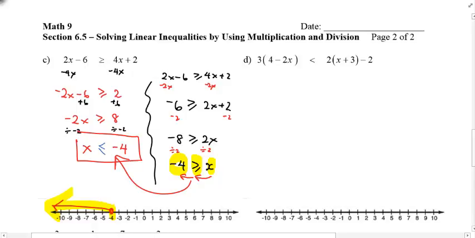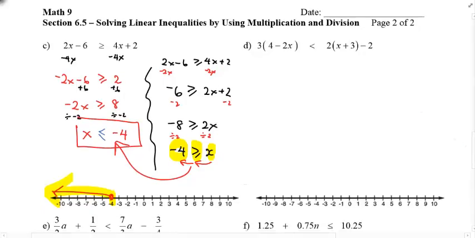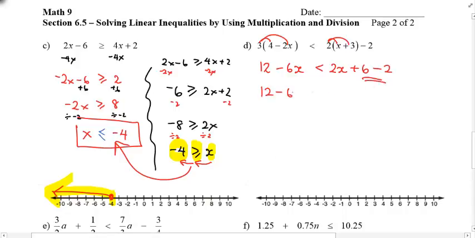Okay, D. Well, brackets, so I guess we should get rid of them by distributing. 3 times 4, that's 12. 3 times negative 2x, that's negative 6x, is less than 2 times x, 2 times 3 is 6, minus 2. In this case, I'm just going to collect like terms. So 12 minus 6x is still less than 2x. And then 6 minus 2, that's 4.